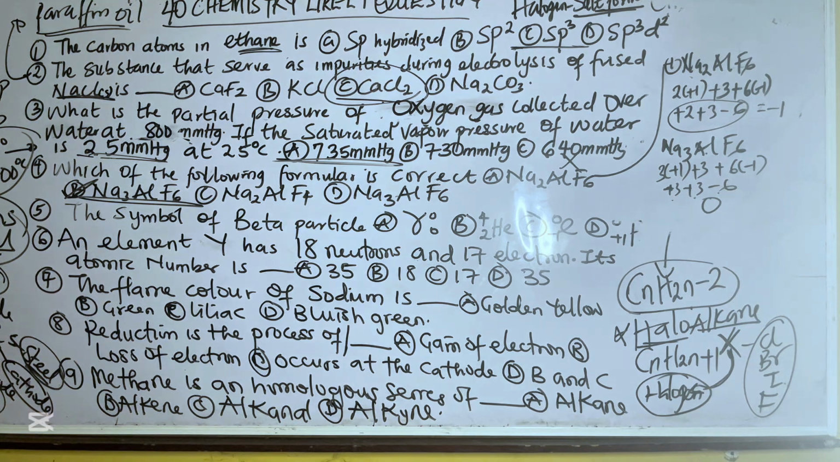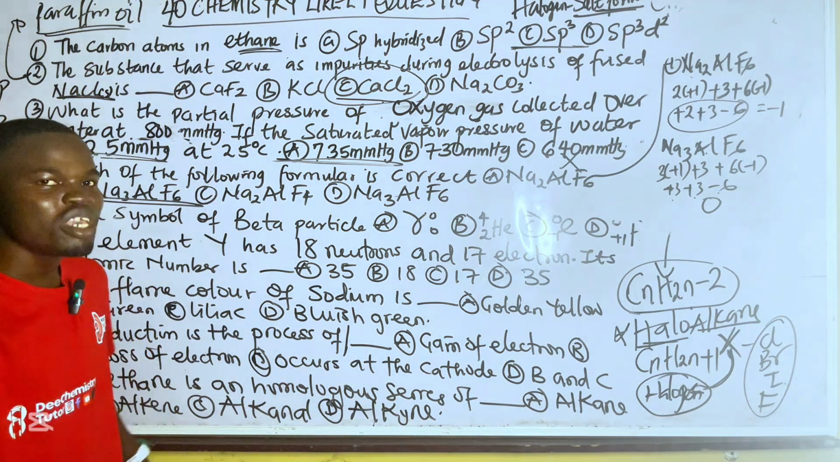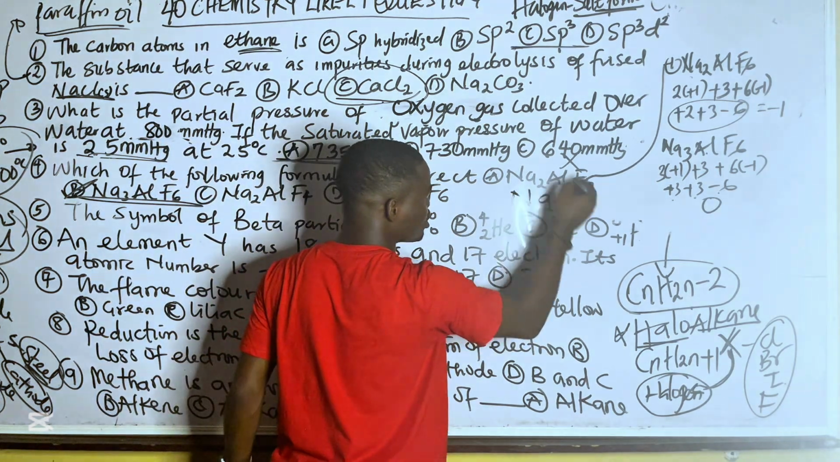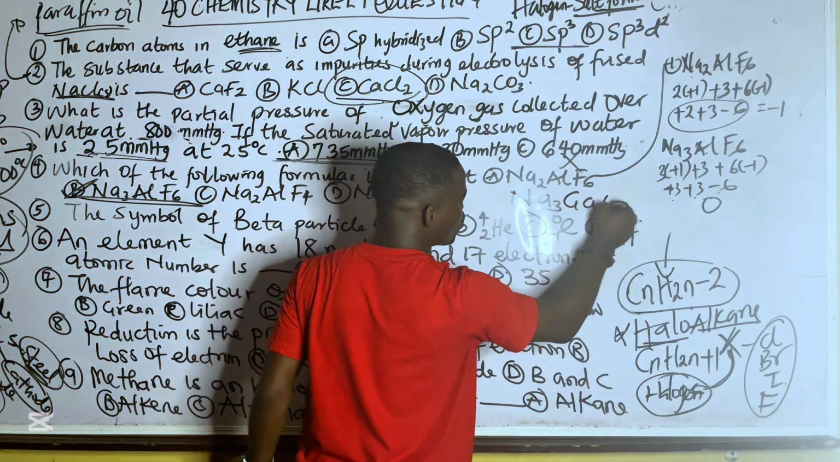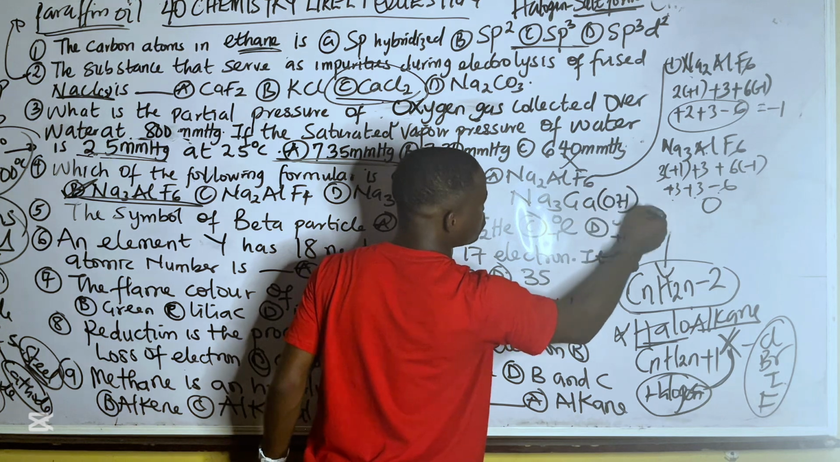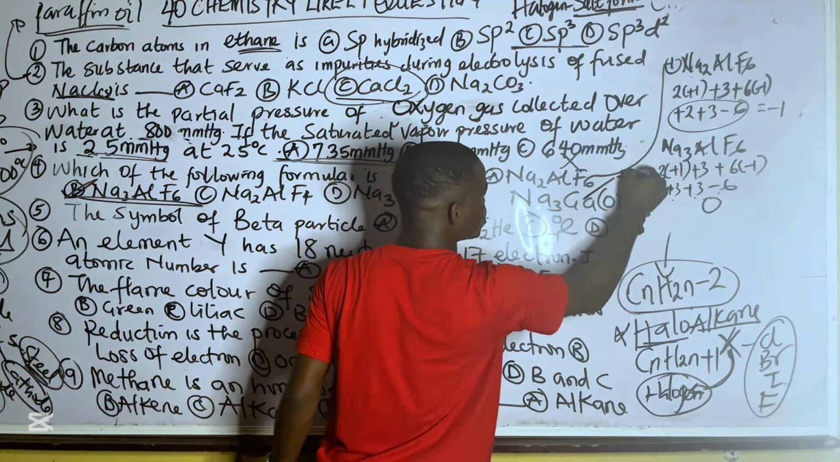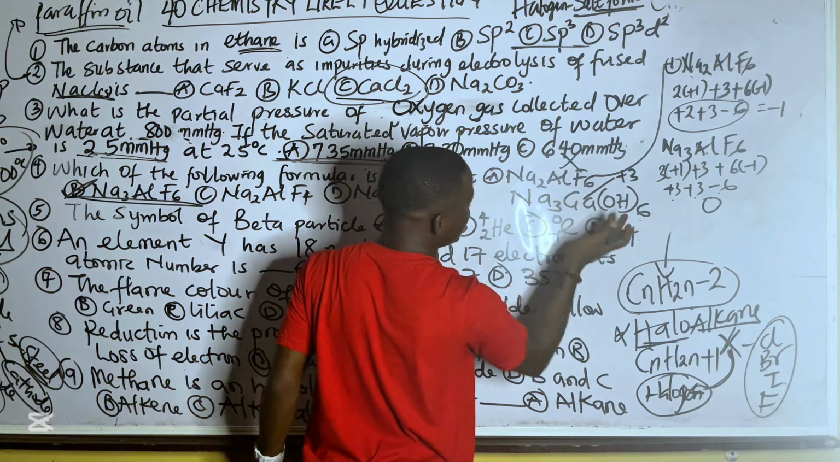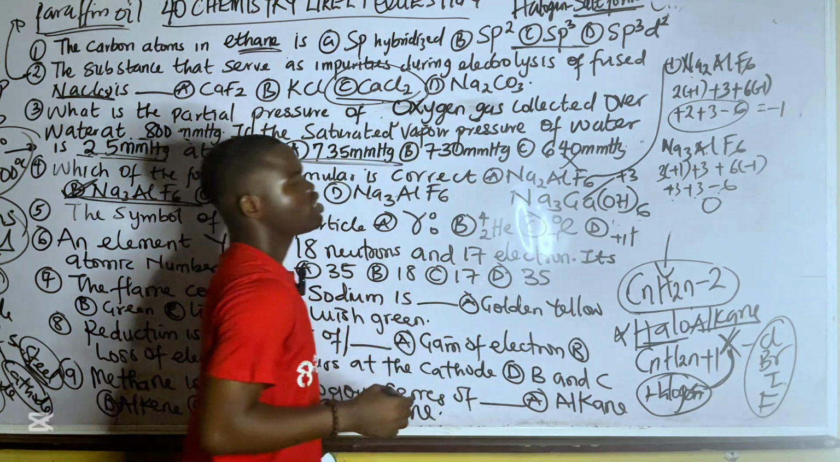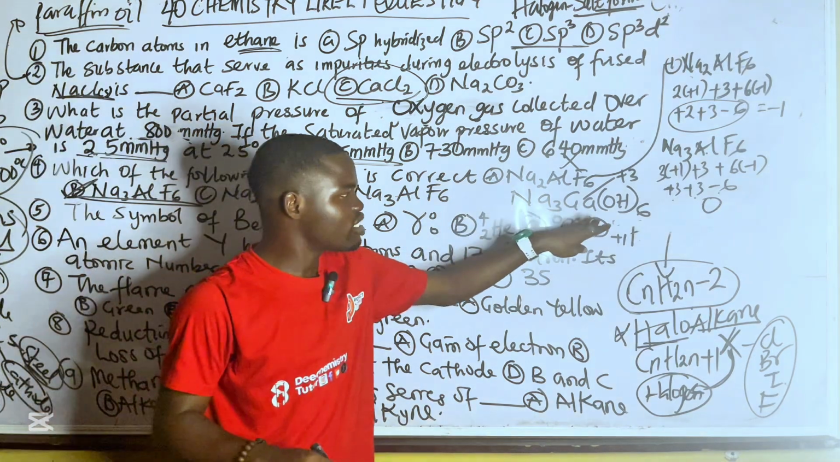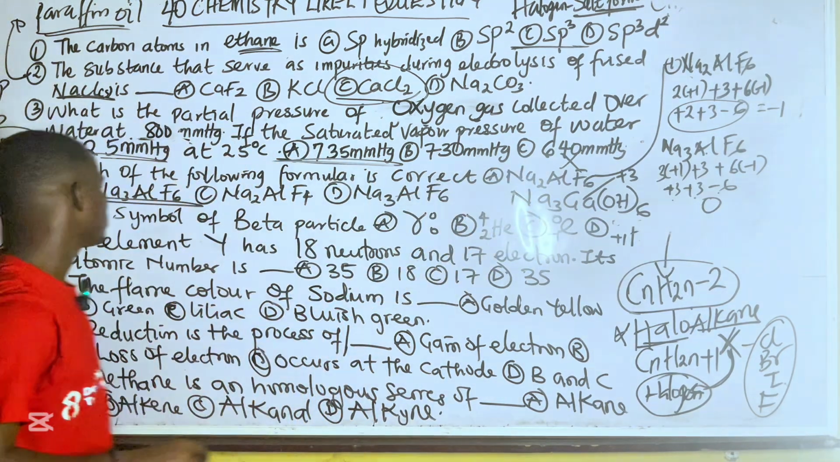Okay, now I will give you another question. Tell me if it is correct. Let's say we have Na3Ga(OH)6, where the oxidation state of gallium is plus 3. Is this compound correct? Just tell me if it is correct or not. Drop it in the comment section.